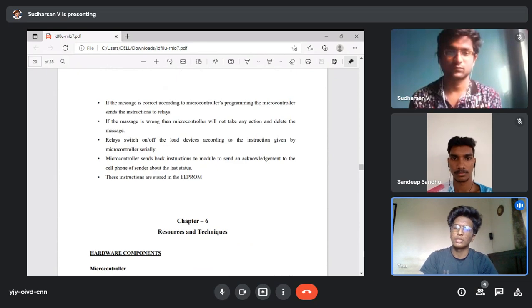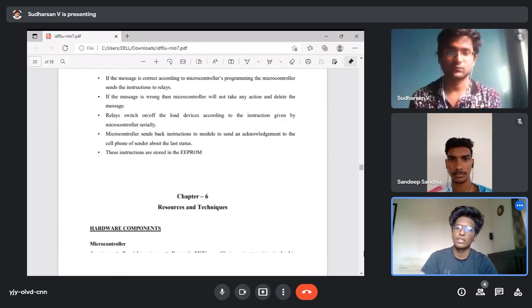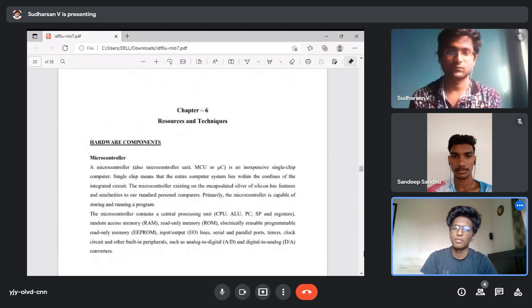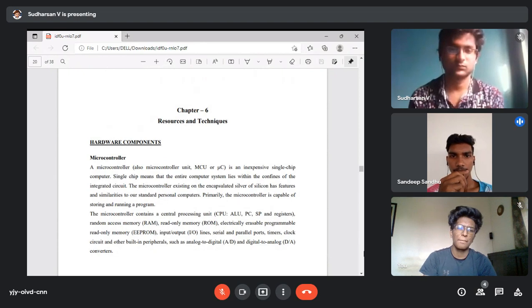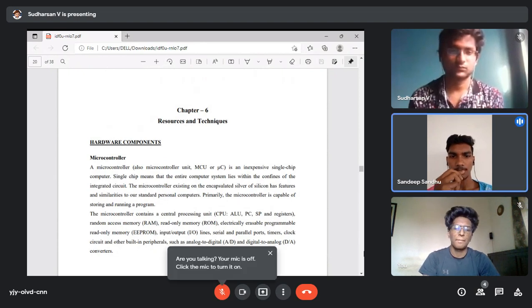Then chapter 6, some technology. Chapter 6: Resources and Techniques. Hardware Components: Microcontroller.